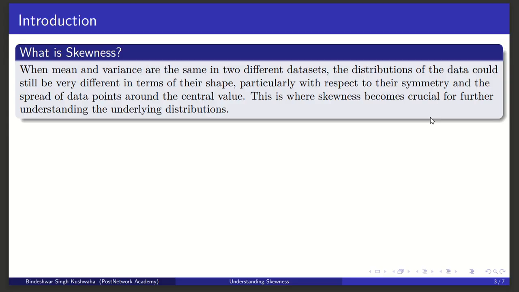That means some datasets with the same mean and variance can look so different. The secret lies in their shape and symmetry, which brings us to the concept of skewness. And skewness helps us understand the symmetry or lack of symmetry in a dataset's distribution.